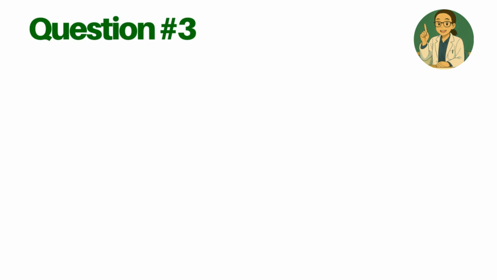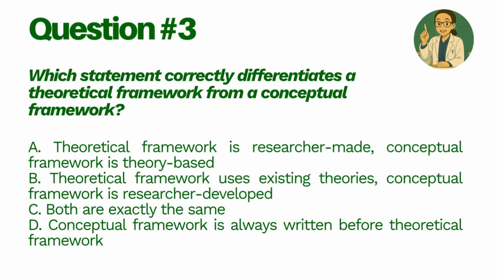Question number 3. Which statement correctly differentiates a theoretical framework from a conceptual framework? The correct answer is letter B. A theoretical framework is anchored on existing theories, while a conceptual framework is created by the researcher to visually represent how variables interact. This distinction is frequently tested in both written and oral research exams, so make sure you remember this clearly. Next, question number 4.